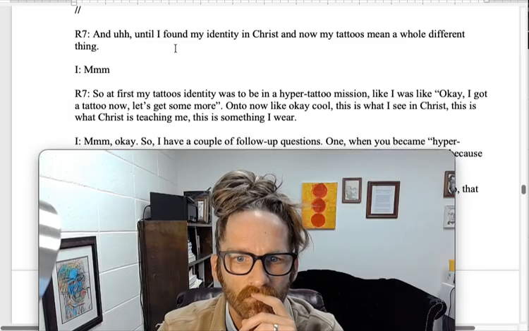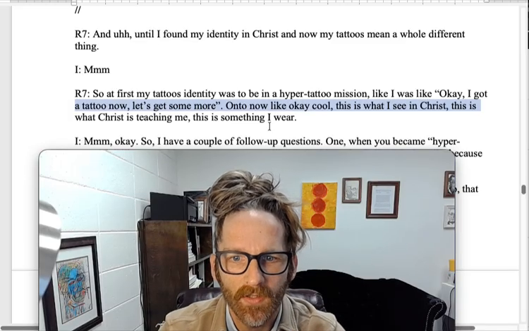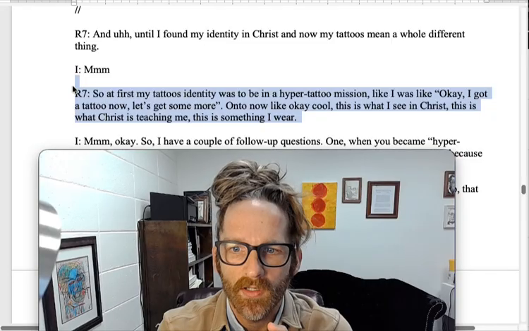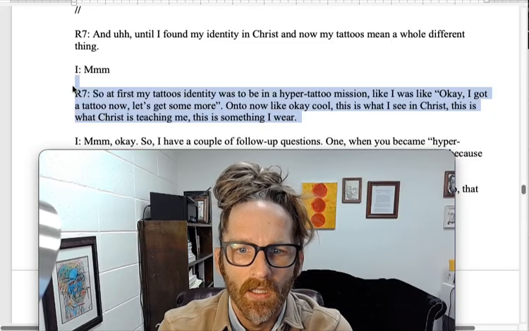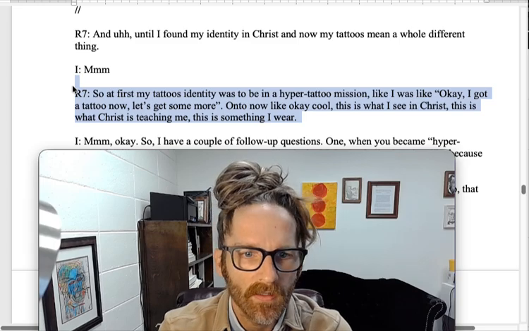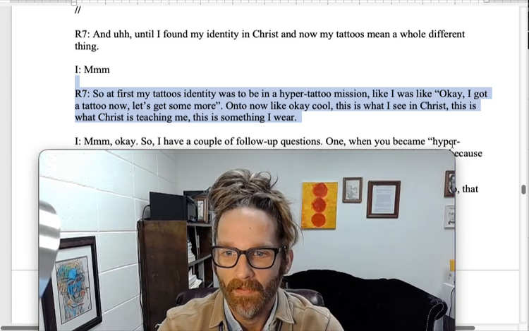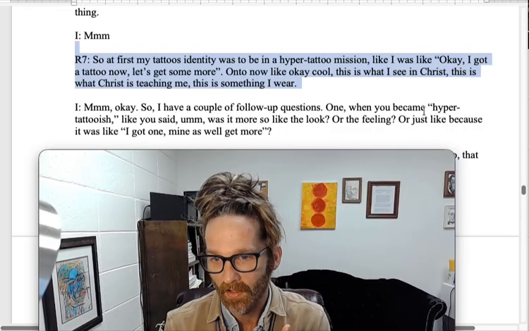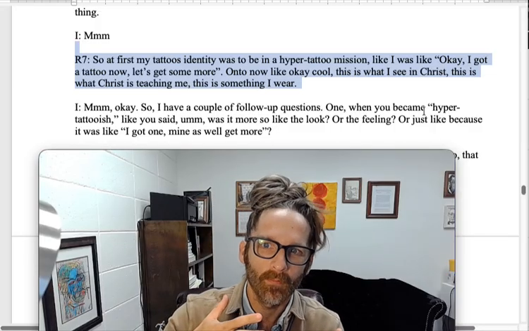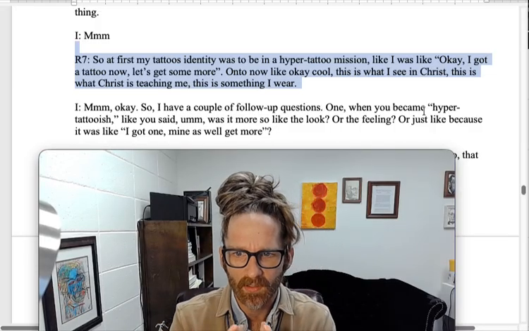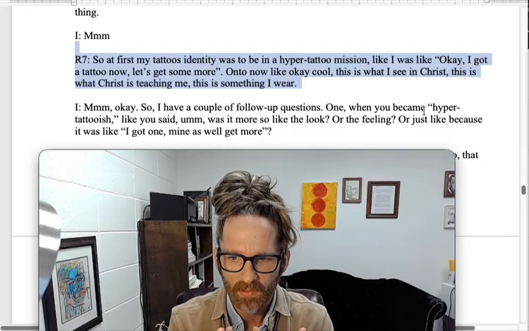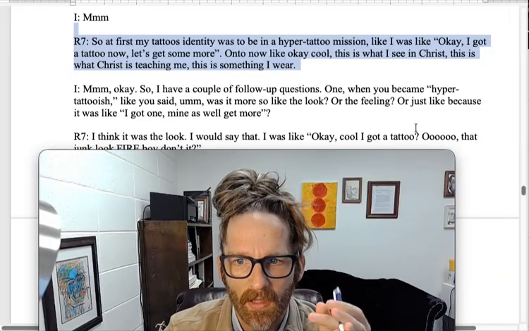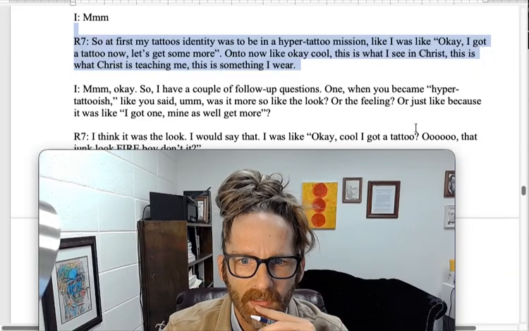Now we're going back to that previous, so this was a second meaning unit. My identity was to be hyper-tattoo mission, like, okay, I got a tattoo, let's get some more. On to now, like, okay, this is what I see in Christ. All right, so now I see there's almost this inner conflict, this desire to get lots of tattoos and how they looked cool, but then having this meaning, so there was this inner conflict. The desire for tattoos was there, but the reasoning was starting to shift, or like there was a conflict that was emerging there. So actually I'm starting to think that this is all part of the second meaning unit.